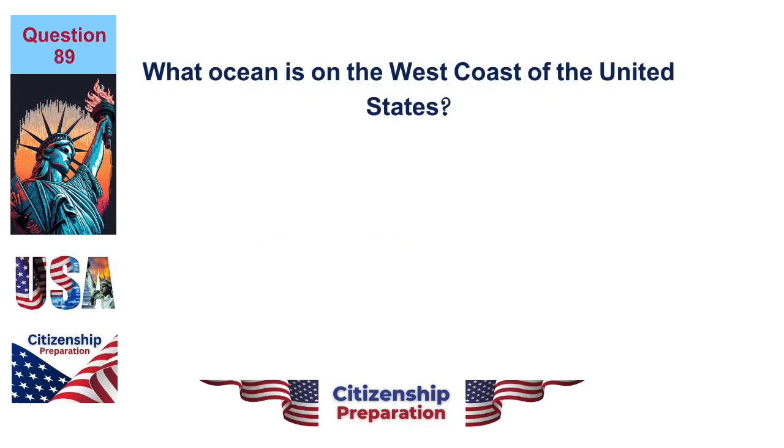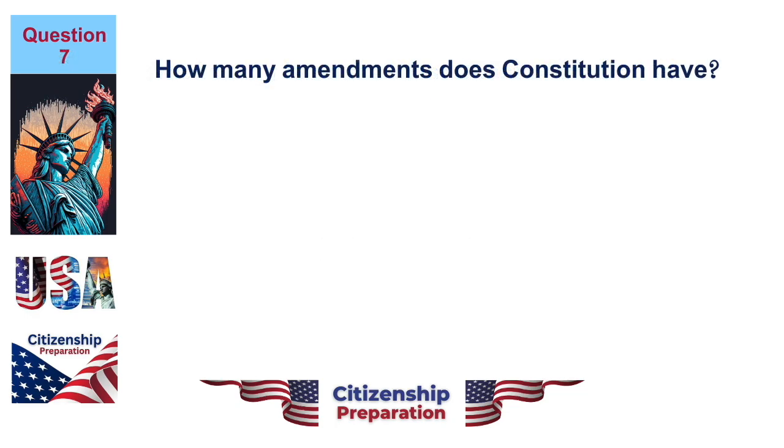What ocean is on the west coast of the United States? Pacific Ocean. How many amendments does the Constitution have? 27.